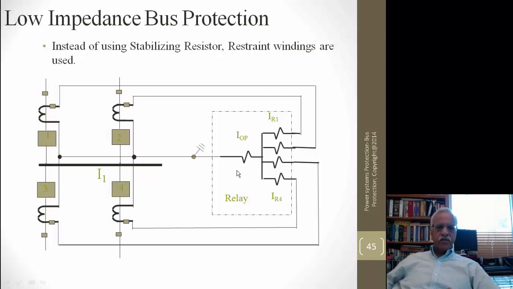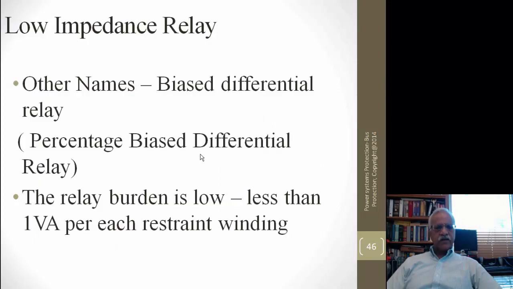It is I1 plus I2 plus I3 plus I4 that forms the operating current in the relay. So the criteria here is you look at the total current in each of these windings, and then you set the operating pickup of the relay based on the ratio of the operating current to the amount of current that is flowing in each of these restraining windings.